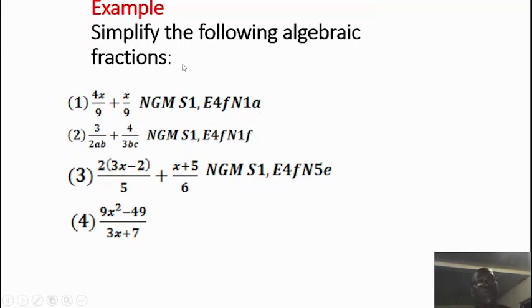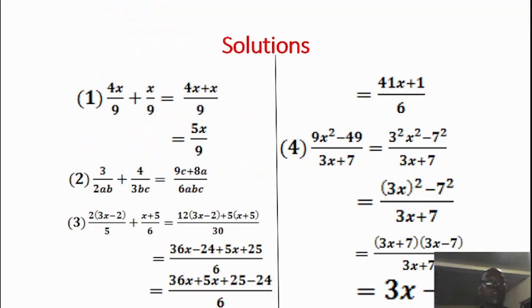Example: simplify the following algebraic expressions. The first one, which is lifted from the former examples given to you, is from New General Mathematics SS1 exercise 4F number 1A. You have to simplify the first one, second one, third one, and fourth one, and possibly as many as you can. Solution: in order to do this, we consider the denominators of the individual fractions contained in the system and we take the LCM.